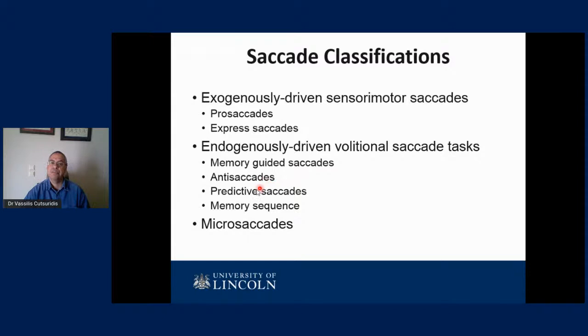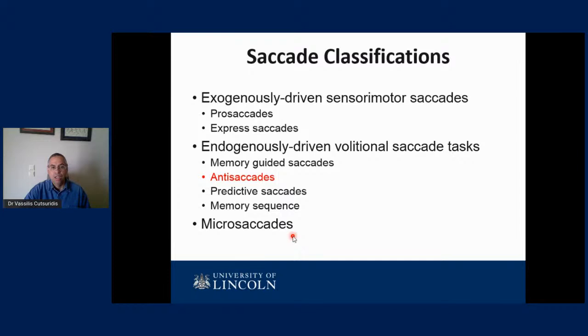A last subtype of saccade is something called a microsaccade. When we are fixating on a particular spot in the visual scene, our eyes are not really fixed, meaning that they move around, they have a small jitter around that particular spot. They do that because if the eyes are fixated and don't have those microsaccades, then visual perception fades away.